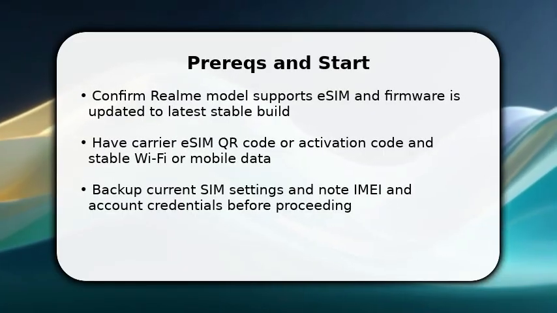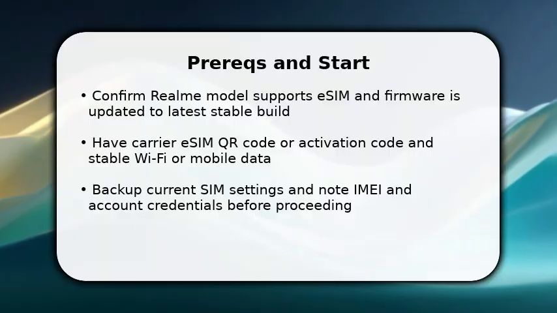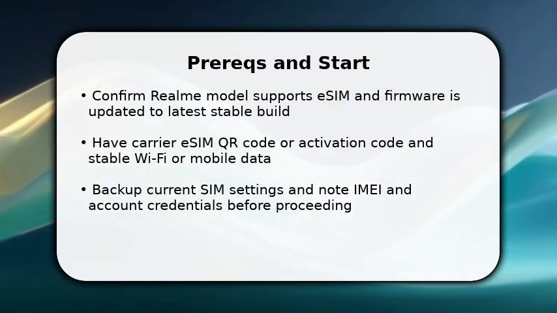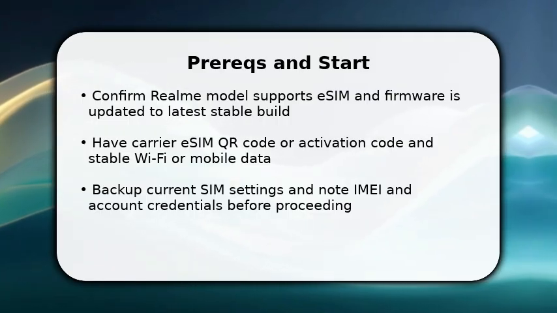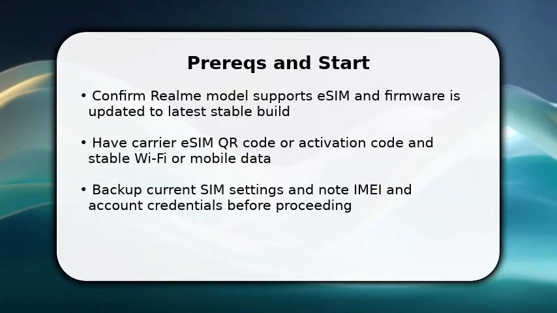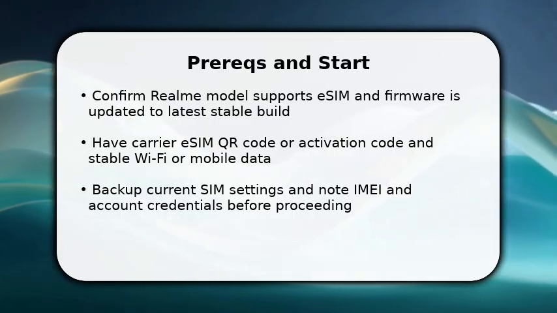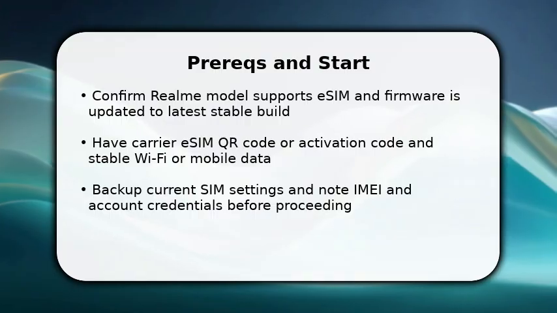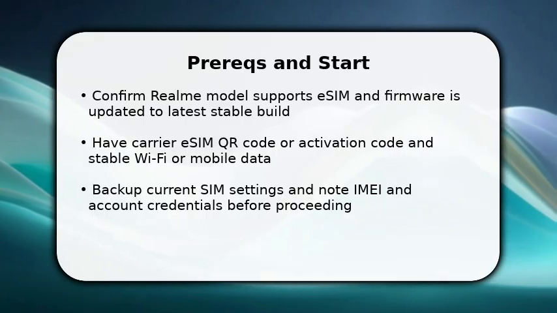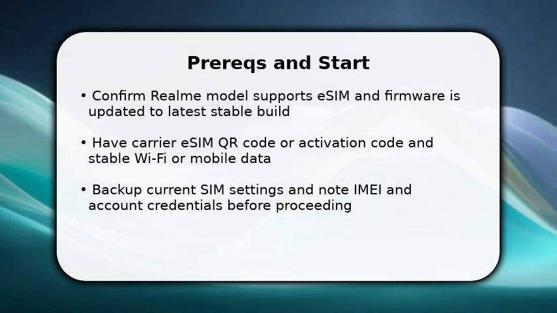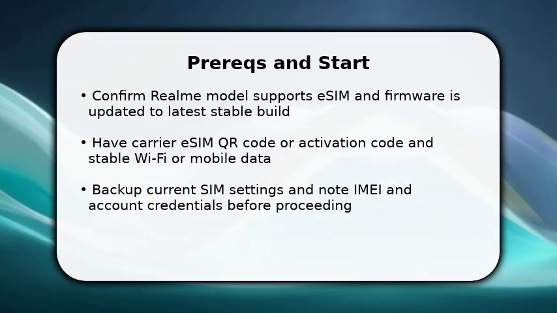You begin by confirming your Realme model supports eSIM and that system updates are installed. This prevents compatibility issues. Once done, get your carrier's eSIM QR or activation code and ensure a stable Wi-Fi connection so the download won't fail. Make a quick backup of current SIM settings and note IMEI and account login details. This saves time if you must restore.